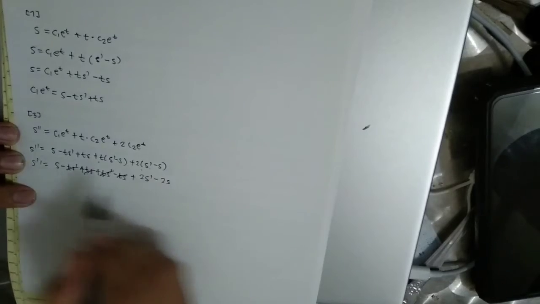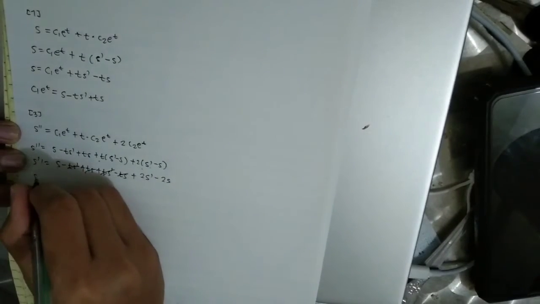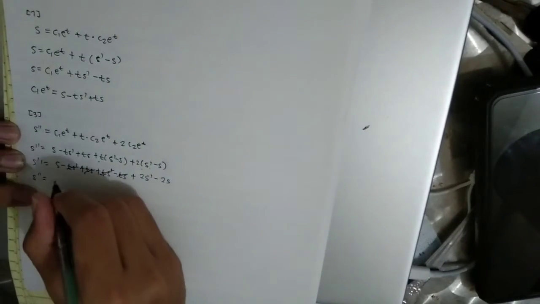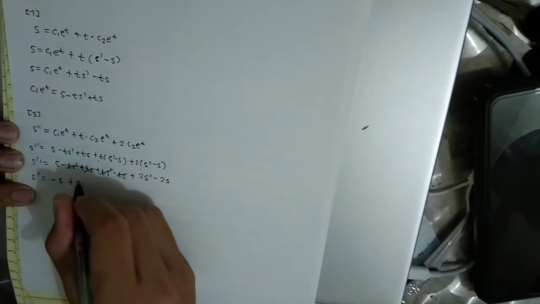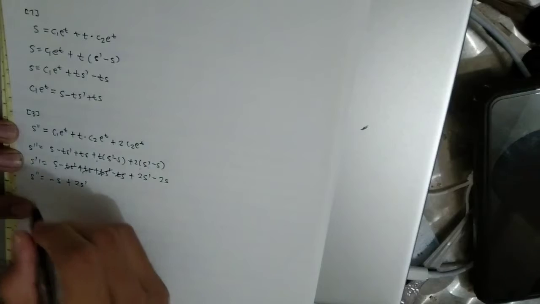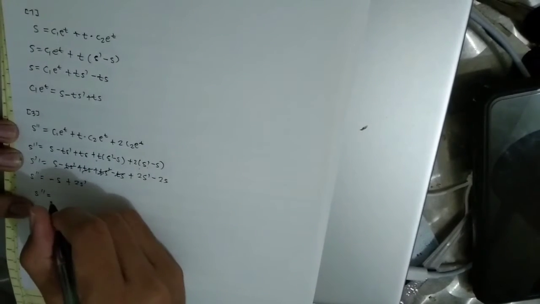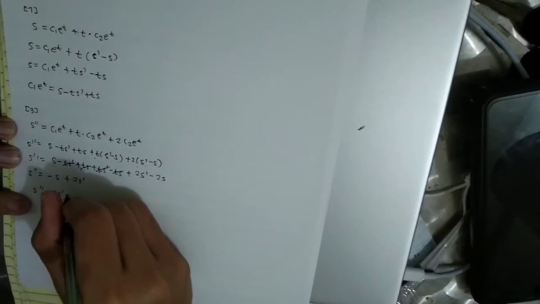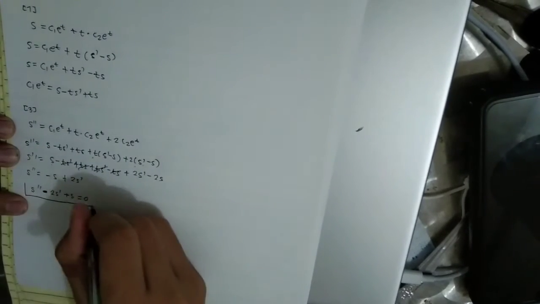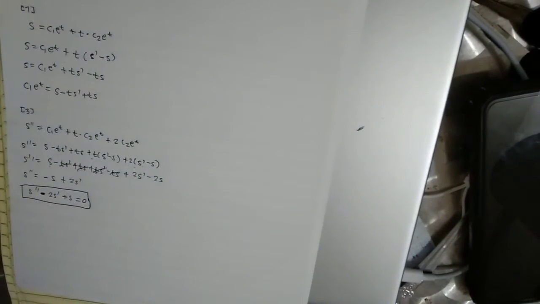And we have here s minus 2s. So we have here negative s and plus 2s prime. So we can equate it to 0. We have here our final answer, which is s double prime minus 2s prime plus s is equals to 0. That's our final answer.